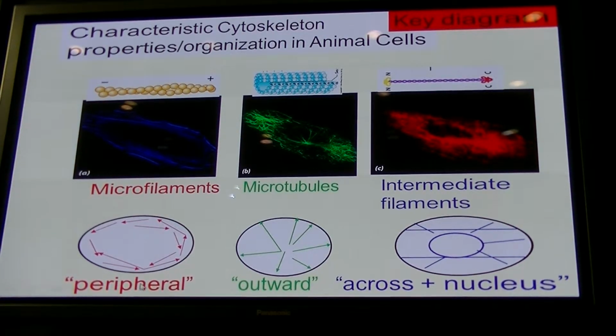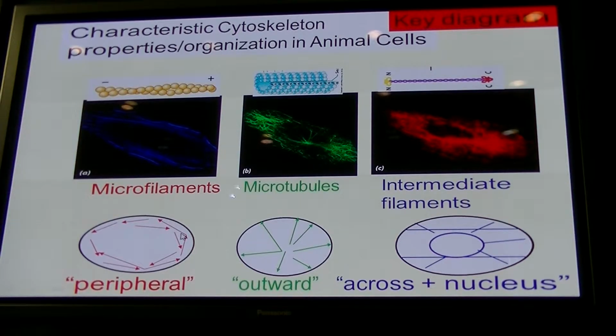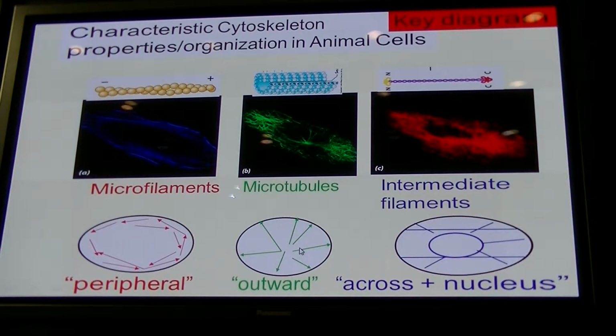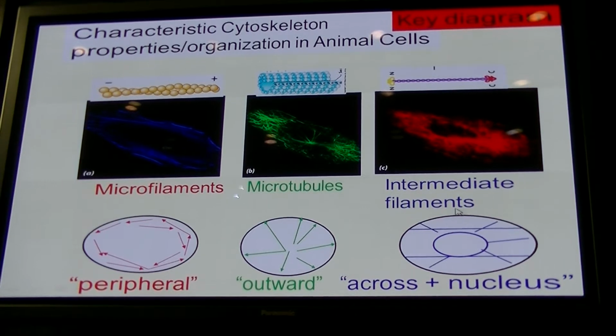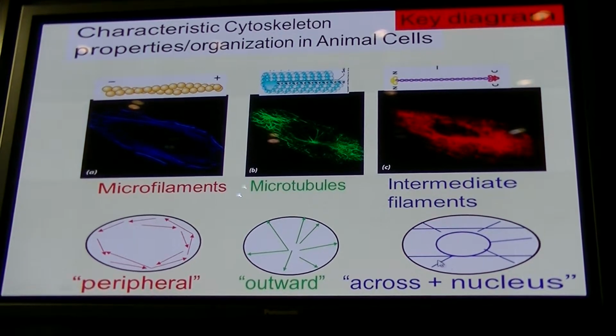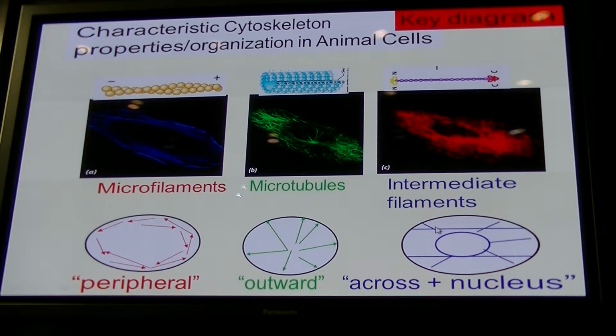So we can generalize, and we can say the microfilaments tend to be in the periphery. We also know that the microfilaments grow in a certain direction: they tend to grow fast in one direction, not so much in the other. That's what we can indicate with an arrow here. The microtubules, we know, grow from a central point outward, and so the typical organization is outwards. Whereas for intermediate filaments, the typical organization is surrounding the nucleus and then across the cell.